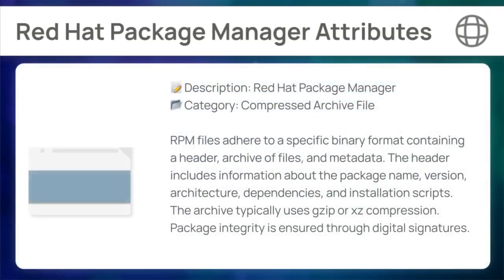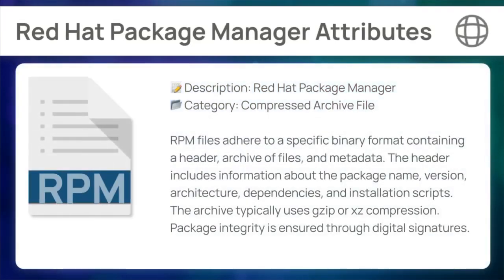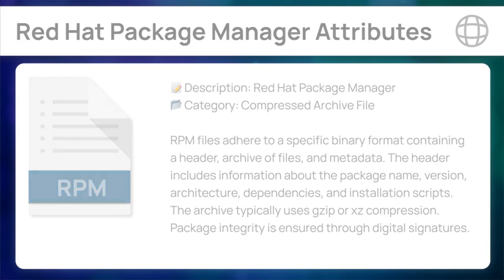RPM files adhere to a specific binary format, containing a header, archive of files, and metadata. The header includes information about the package name, version, architecture, dependencies, and installation scripts. The archive typically uses gzip or gz compression. Package integrity is ensured through digital signatures.